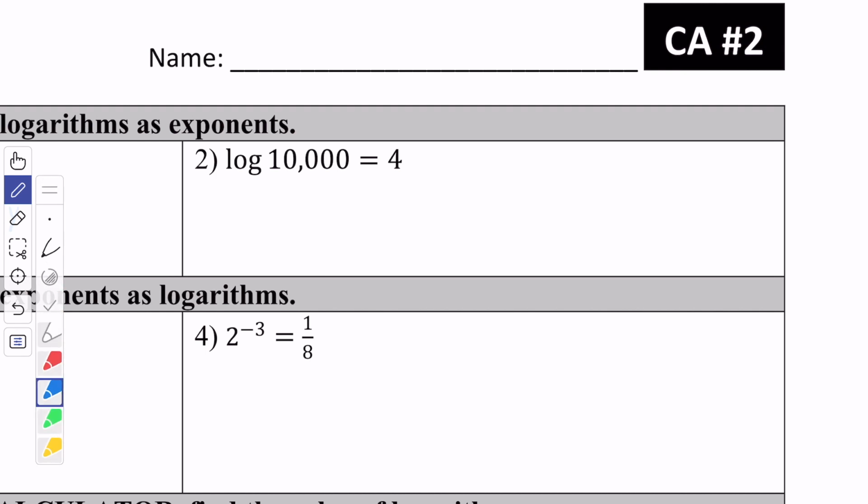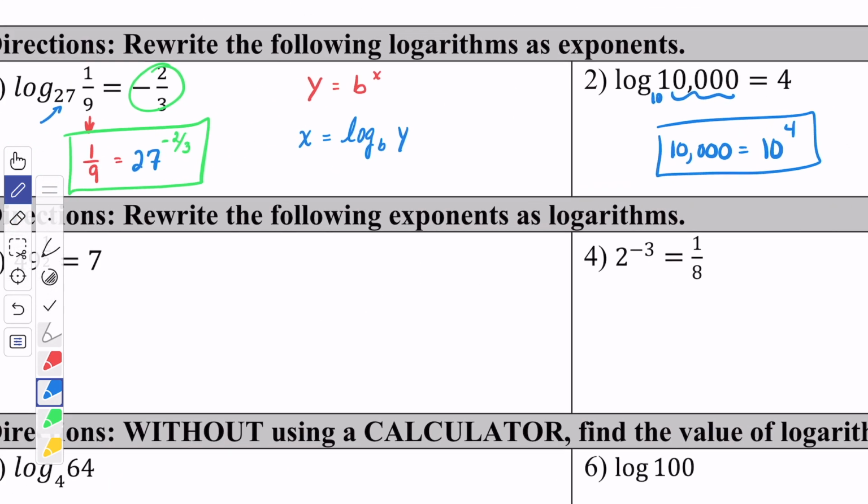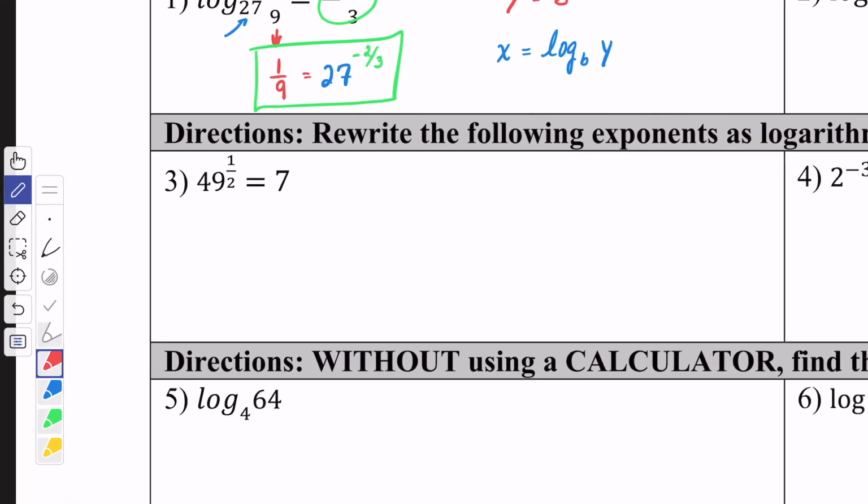Problem number 2, we're going to do the same switch. Now my base here is 10, so I'm going to drop down my argument, 10,000, equals my base 10 to the 4th power. And I'm done. Now I'm going to logarithmic form.